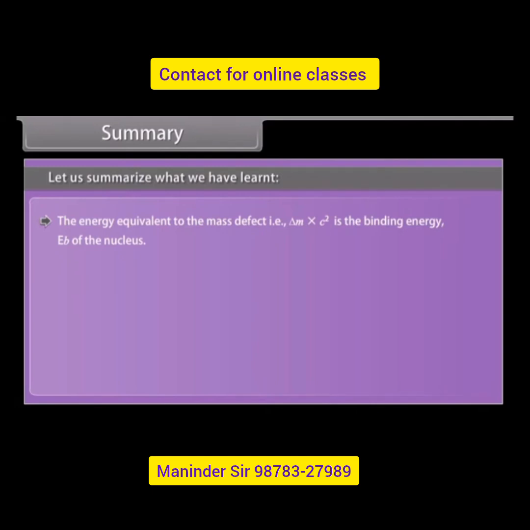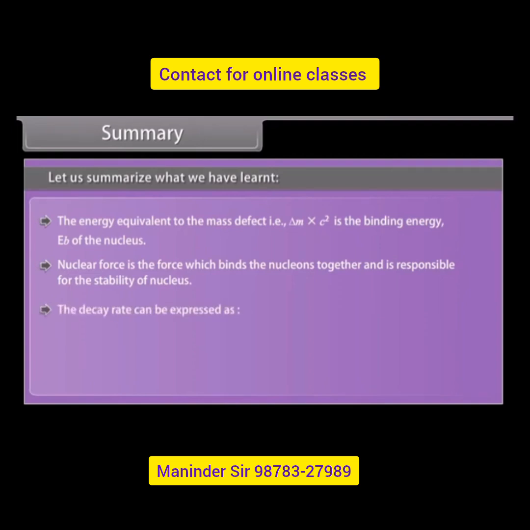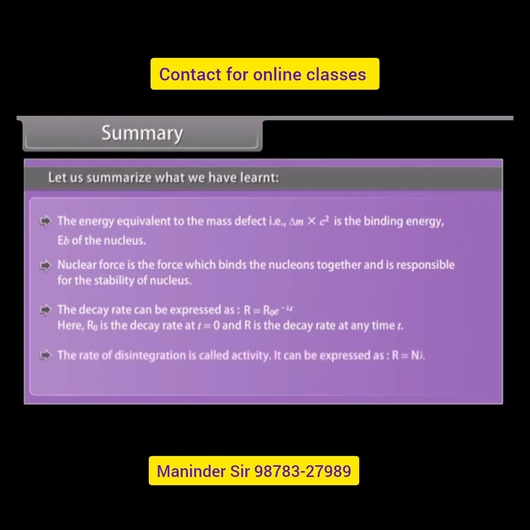Nuclear force is the force which binds the nucleons together and is responsible for the stability of nucleus. The decay rate can be expressed as R = R0 e^(-λt), here R0 is the decay rate at t equal to 0, and R is the decay rate at any time t. The rate of disintegration is called activity. The SI unit for activity is becquerel.